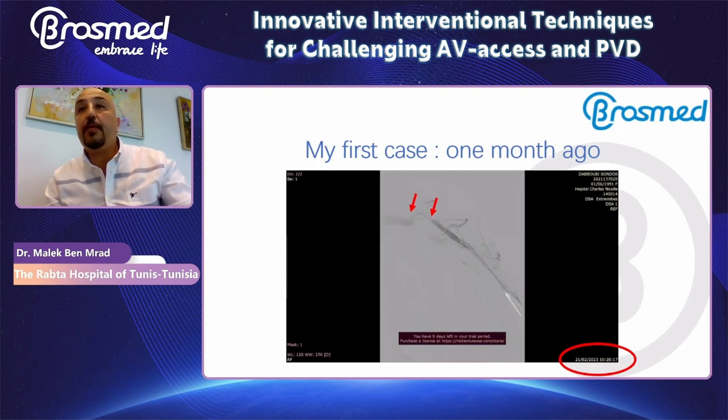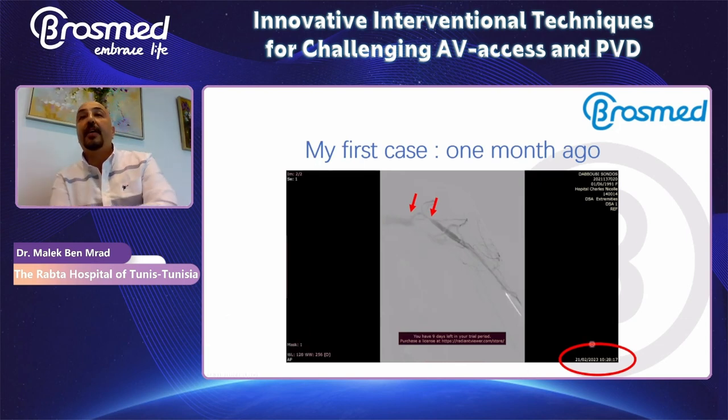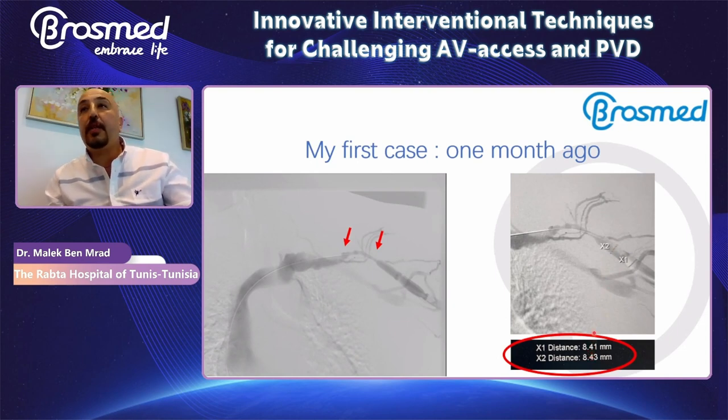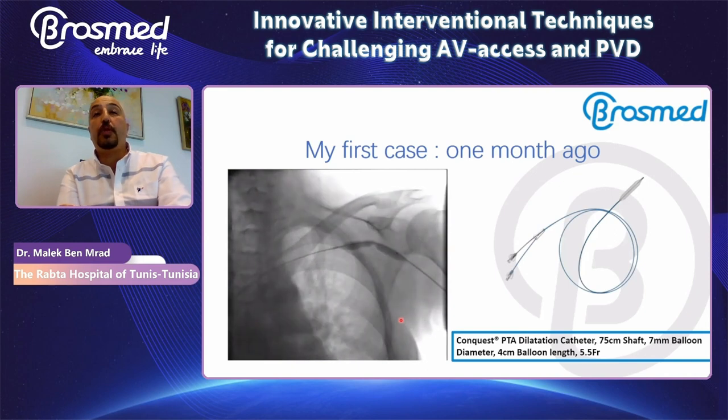We did the first procedure 1 month ago. After retrograde puncture, we put in the 6-French sheath, and you see here a tight stenosis of the cephalic arch of the fistula. It was very easy to cross this lesion with the 0.035 hydrophilic guide wire. Measurement indicated that the diameter of the fistula was 8 to 8.5 millimeters. It was the first angioplasty for this patient. Our strategy is to use a 7 to 8 millimeter high pressure balloon, not a bigger balloon, to avoid serious complications like rupture. For this case, my first choice was the Conquest from Bard.